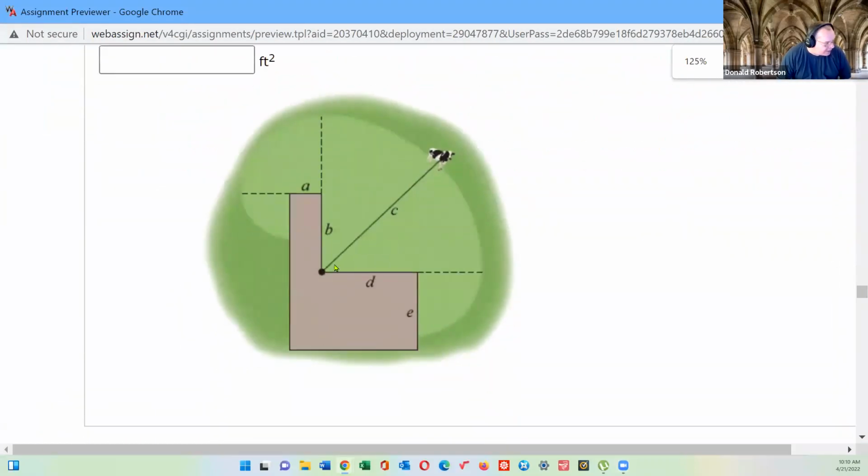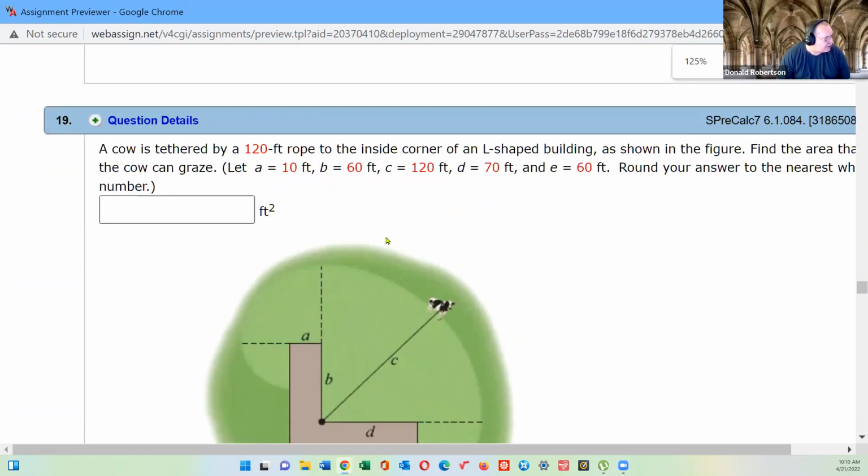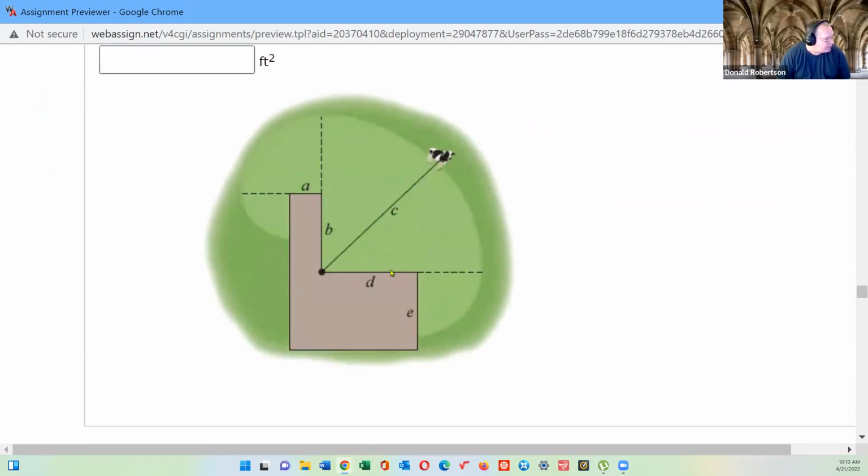And there's a cow, and it's attached to a tether, like maybe a dog on a leash kind of thing. And this cow is going to eat all this light green grass. Our problem is to find out what the area of that grass is. And they tell you how big A is and B is and C and D and E. So that distance is A, this distance is B. That's how much the longest line is C, then D and E. So when you write all of that information onto the diagram, which I think is helpful, you've got that.